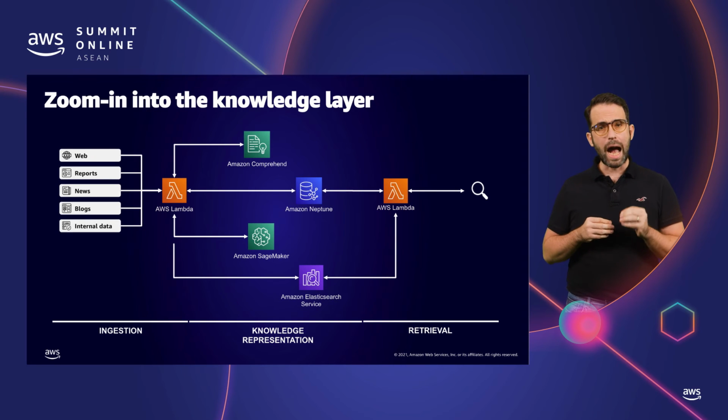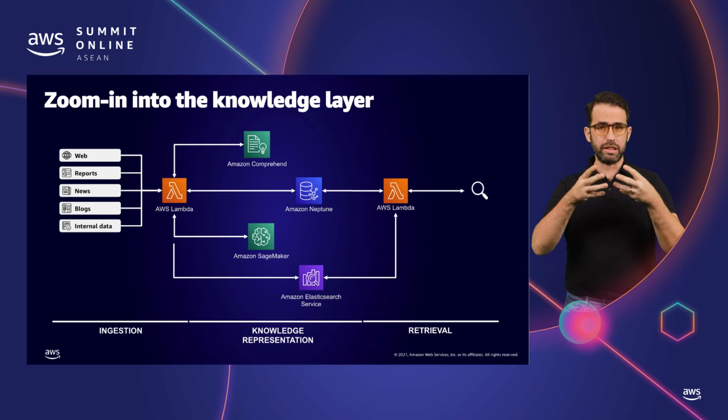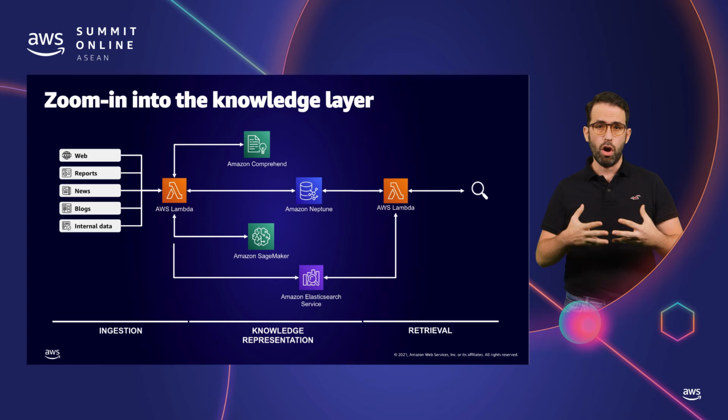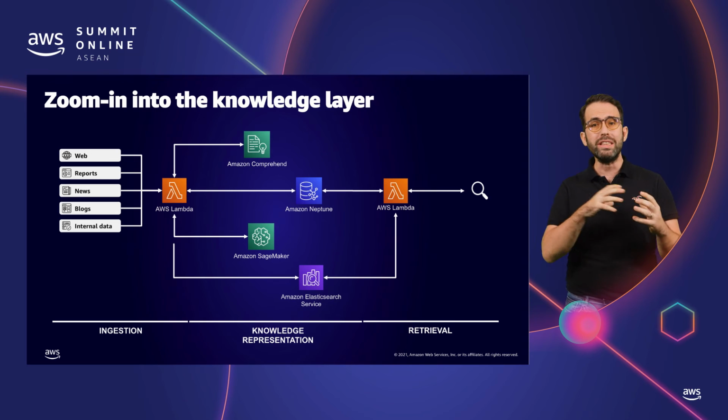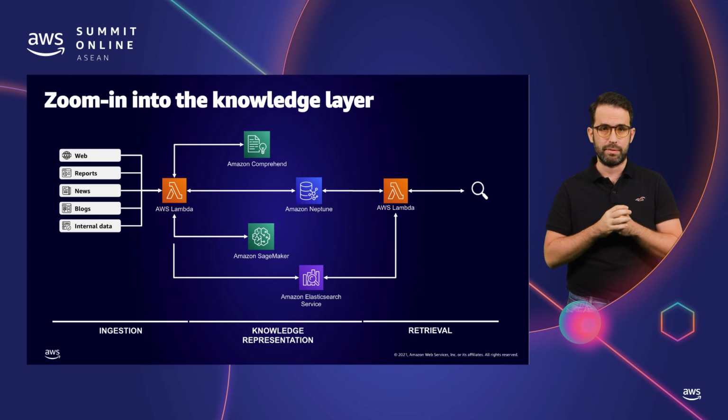Let's now zoom into how our knowledge management layer works at a high level. As you can see, we still have our different blocks: the ingestion, the knowledge representation, and the retrieval block. The ingestion pipeline enables information to come into the system from all the different sources. Once landed in our system, the knowledge representation process starts, with our Lambda function acting as an orchestrator or coordinator between the different other components.